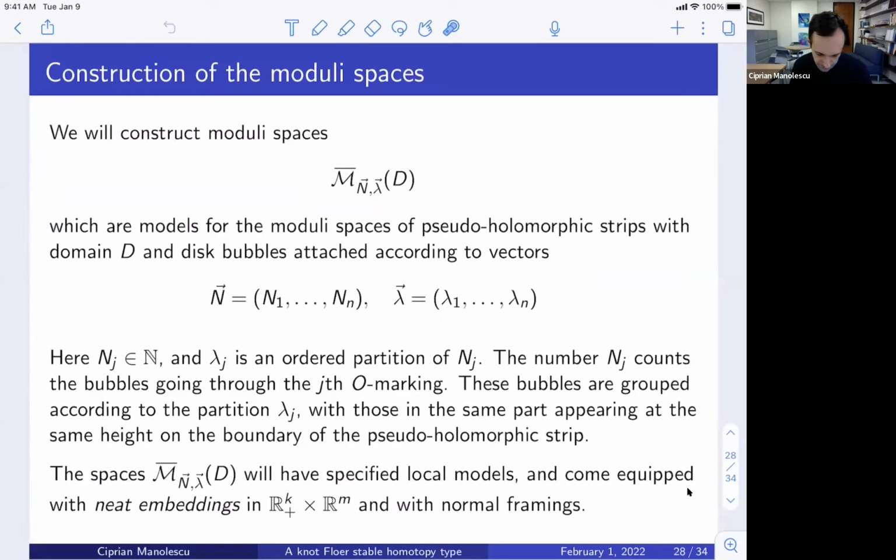So you keep track of all this data, and for every vectors N and lambda and domain D, we want to construct a moduli space, and we know what the local model should be. It should be some generalization of the Whitney umbrella. We can specify exactly what the local model is, but we want to construct this global space embedded in some Euclidean space and with framings. And this will give us the framed flow category.